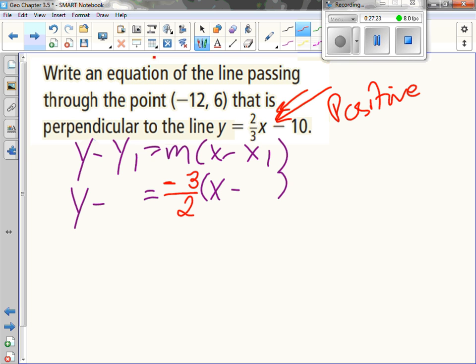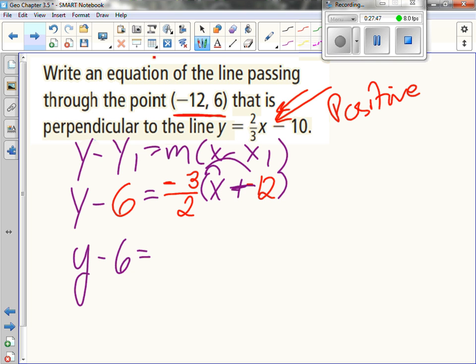Let's plug in the point that it passes through, negative 12, 6. So the y value would be 6, and the x value would be negative 12. Well, negative negative would make a positive. Y minus 6 equals negative 3/2 times x plus 12. Now we have to multiply through by negative 3/2. Well, negative 3/2 times x is just going to be negative 3/2 x. That's not bad.